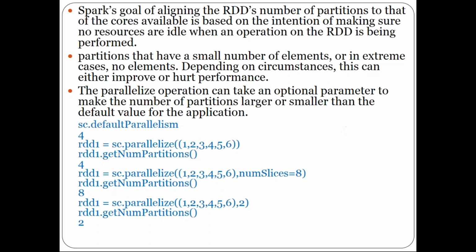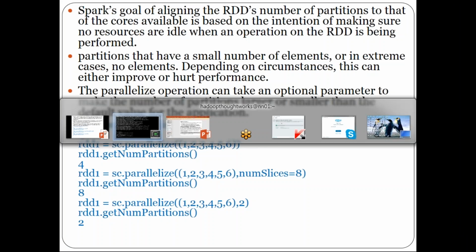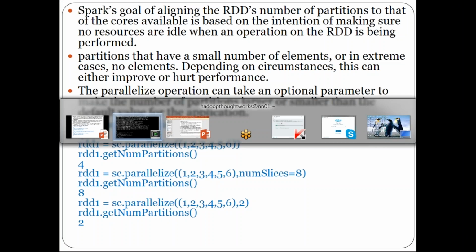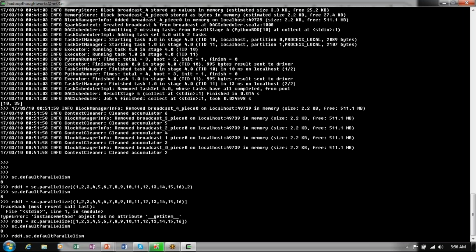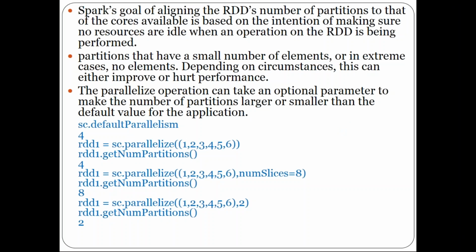So now let's go back and check changing the RDD partitions. Now RDD1. Let me do getNumPartitions for RDD1. One second, guys, spelling mistake. getNumPartitions. Okay, again it is giving 8. Now let me follow the other thing.